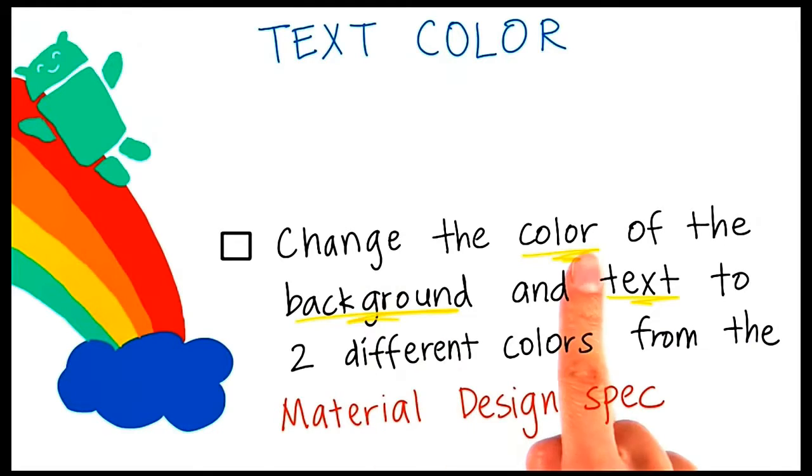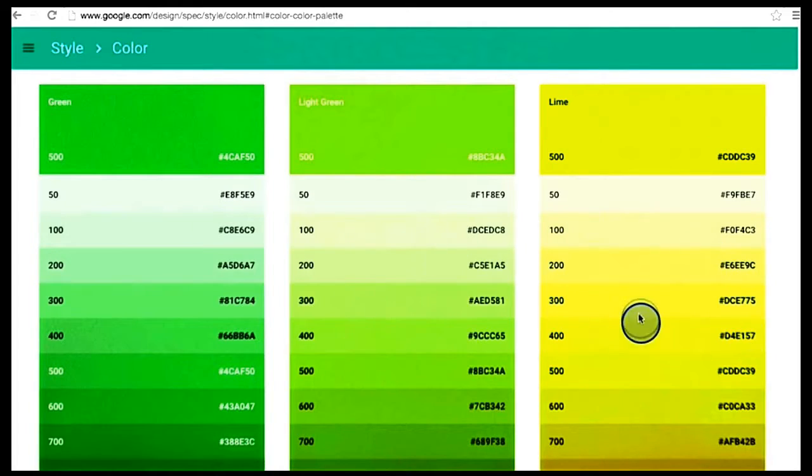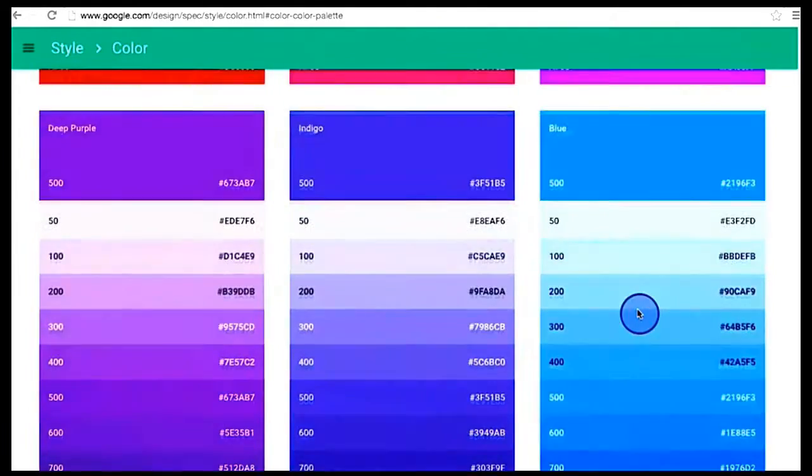Now it's your turn. Change the color of the background and the text of the text view to 2 different colors from the material design spec. This is linked below, as well as the XML visualizer that has your starter code. Have fun!